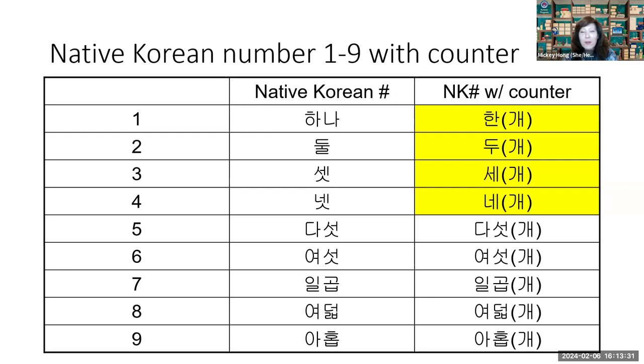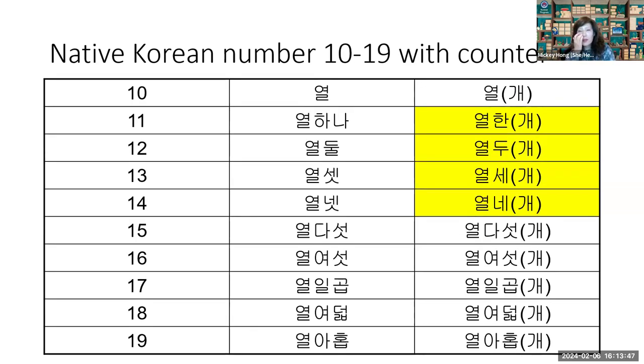Okay. But then when you're saying one of something, two of something, three or four of something, they become contracted. And this is not only for 1 through 4, but 11 through 14, 21 through 24, and so forth. So when there's 11 of something, it's not 열하나개, but 열한개, just like you did with 한개, 두개, 세개, 네개. 12개, 13개, 14개. 개 or 잔, cup, whenever it's followed by a counter, then 1 through 4 becomes 한, 두, 세, 네.